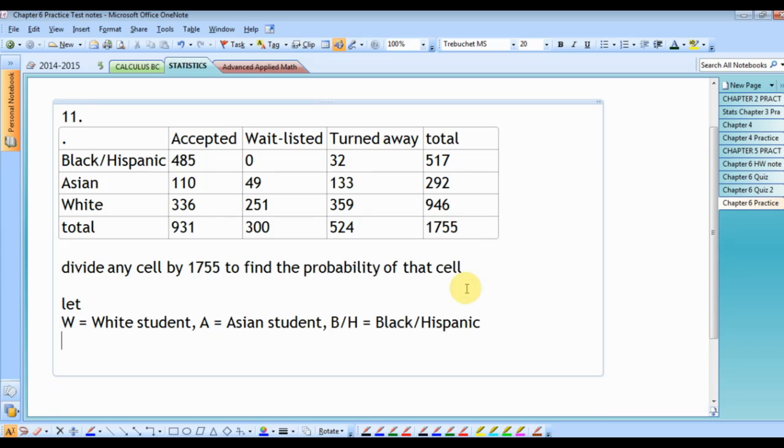Okay. If you are going to use abbreviations in your work, make sure you tell me what each abbreviation means. Don't assume that I'm going to just say, oh, well, obviously W means white. It's not going to happen. You have to define everything. AC is equal to accepted, WL equals waitlisted, and TA equals turned away.